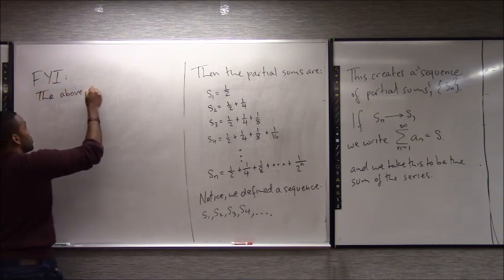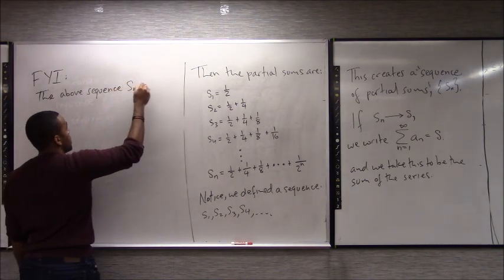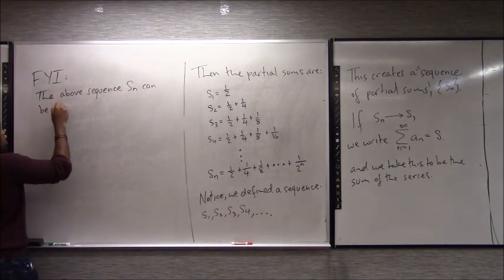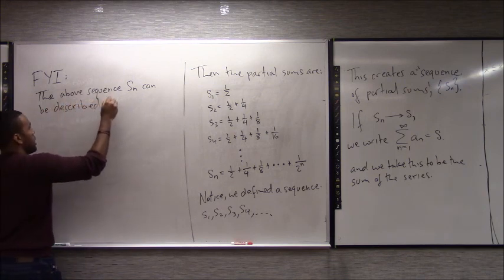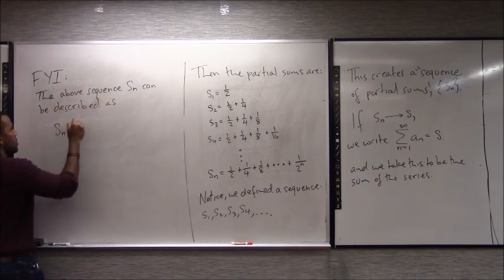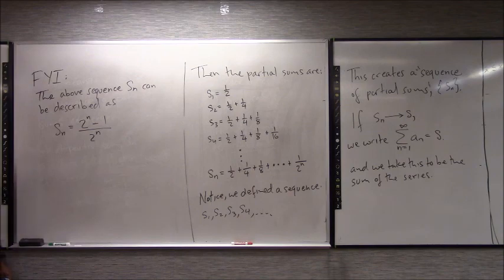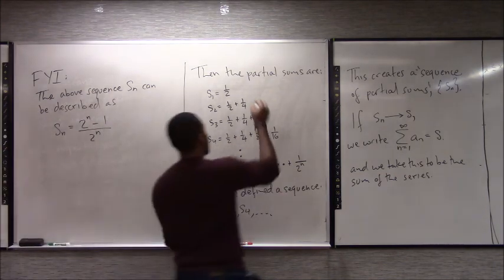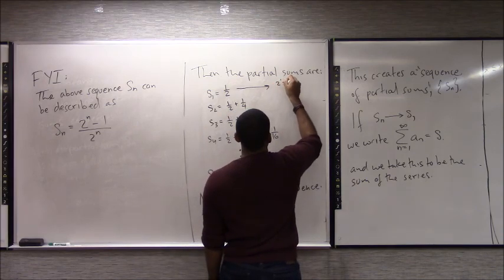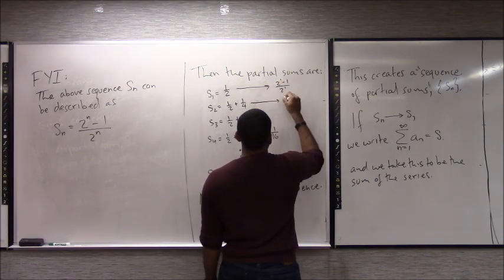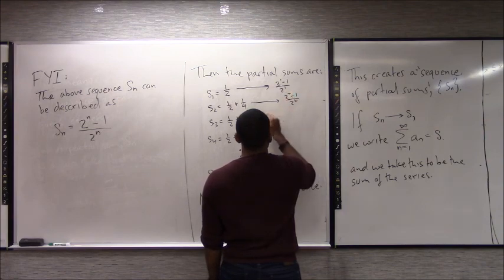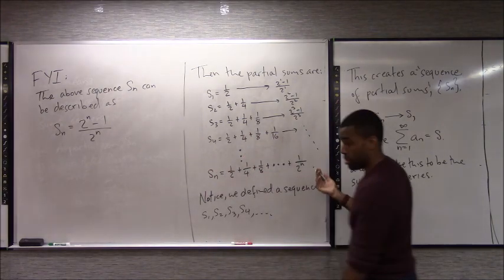The above sequence Sn can be described, I'm not going to show you how we get it, but I'm just going to tell you, it can be described as the following. You'd realize you're able to do this and actually compute all those answers here. This guy is going to be 2 to the 1 minus 1 over 2 to the 1. If you add those up, you'll actually get 2 to the 2 minus 1 over 2 to the 2. Add these up, you'll get 2 to the 3 minus 1 over 2 to the 3, and etc. You'll realize that this is a pattern you'll be able to find.